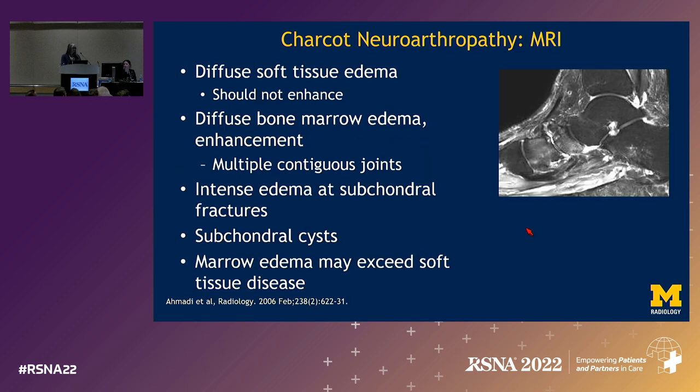On MRI, it's common to see diffuse soft tissue edema, but this edema should not enhance after contrast. So it's different from cellulitis, which we expect to enhance. There is diffuse bone marrow edema and enhancement of multiple contiguous joints, just as in this image here, where we see bone marrow edema in the navicular and in the cuneiform. We see intense edema at sites of subchondral fractures, subchondral cysts, and it's important to note that marrow edema may exceed the soft tissue disease.